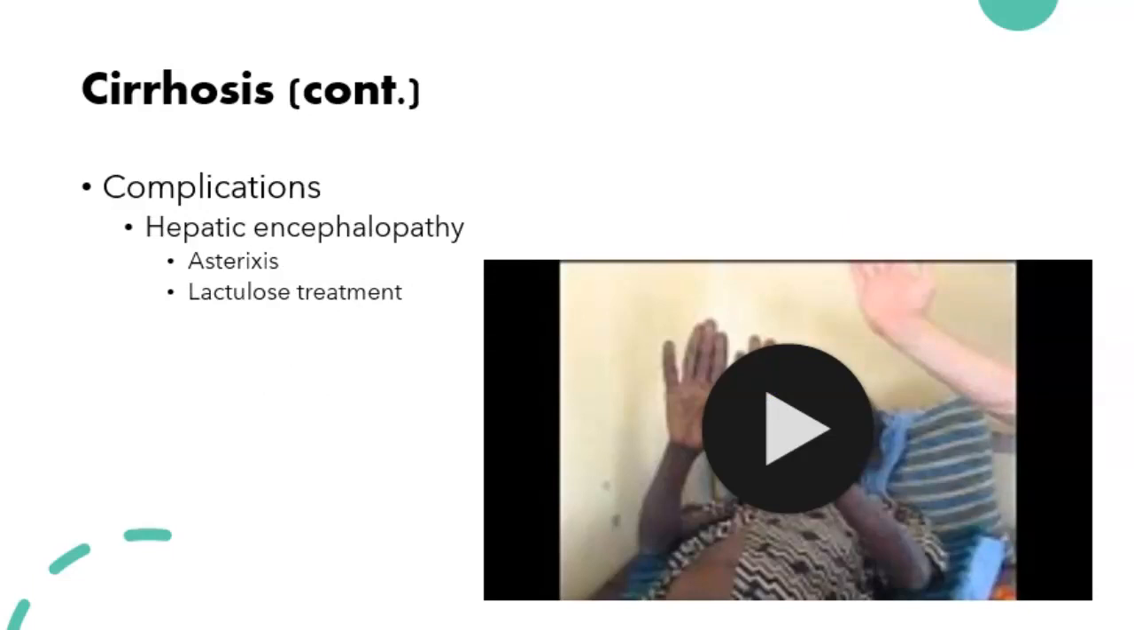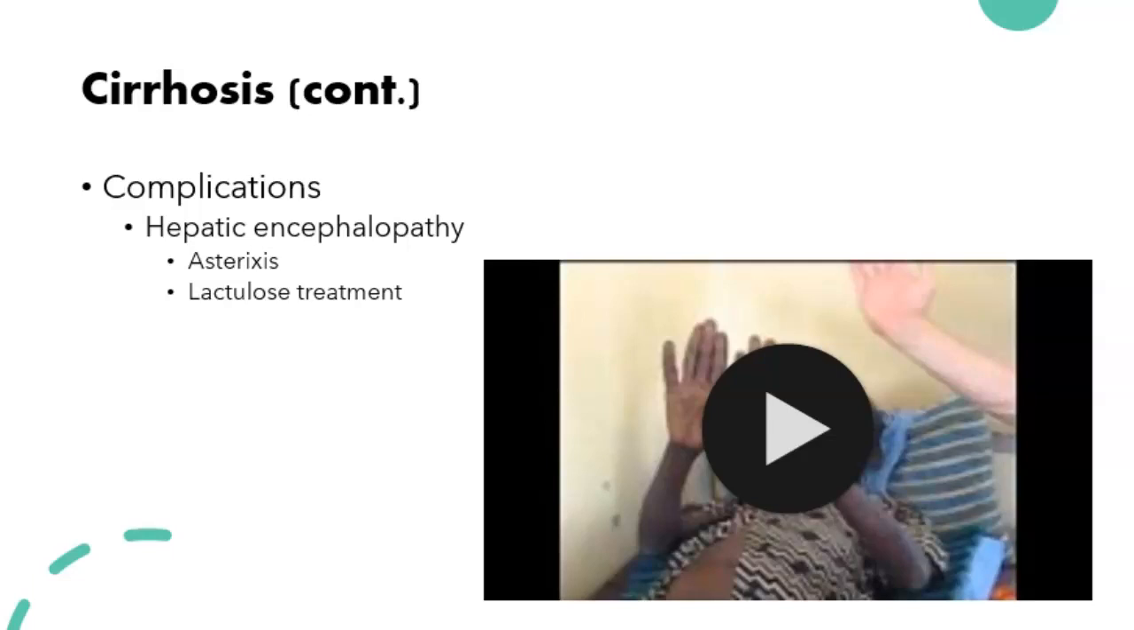Final complication of cirrhosis we'll talk about is hepatic encephalopathy. This is a type of brain damage caused by liver disease and consequent ammonia intoxication. So basically, the ammonia levels are too high in the body.